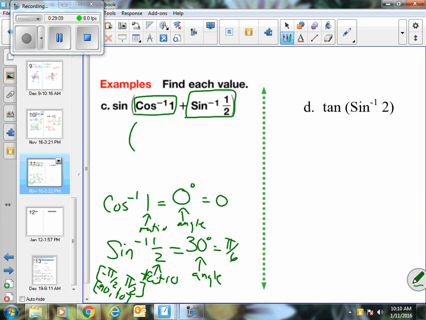So what did that give us then? Well, inverse cosine was 0. Inverse sine was 30. You can do it in degrees or radians. Just do the arithmetic on the inside.